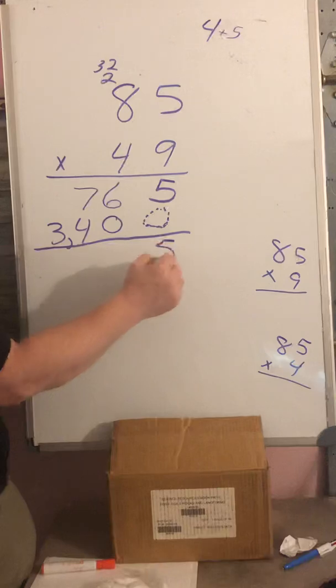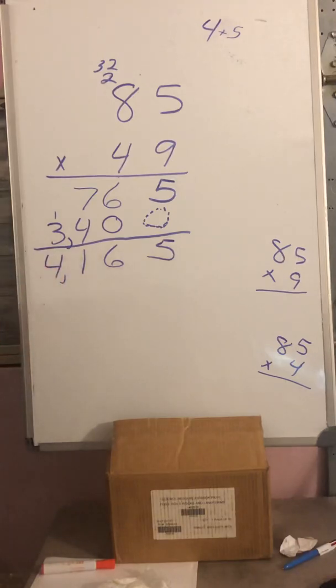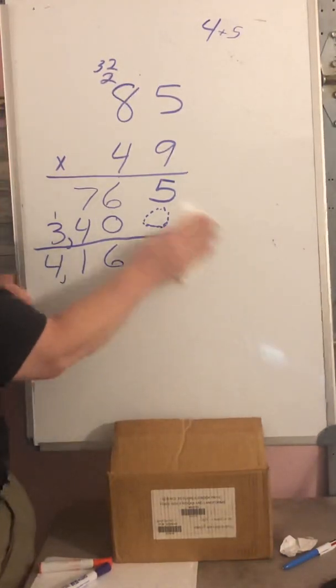Now let's add it. 5, 6, that's 11. Carry the 1. And the answer is 4,165.